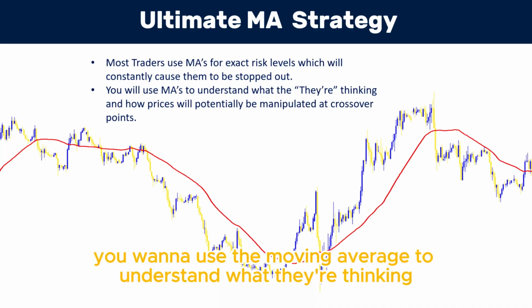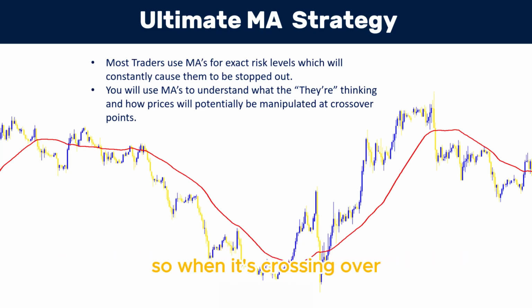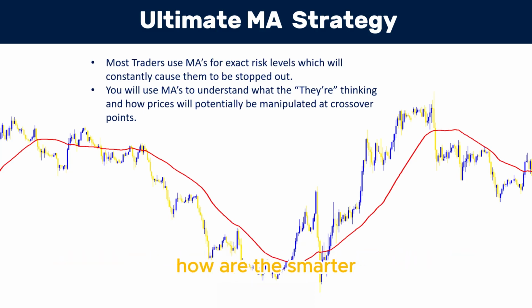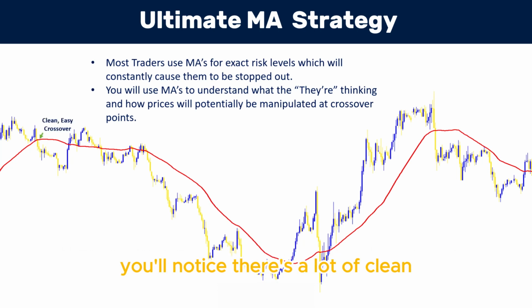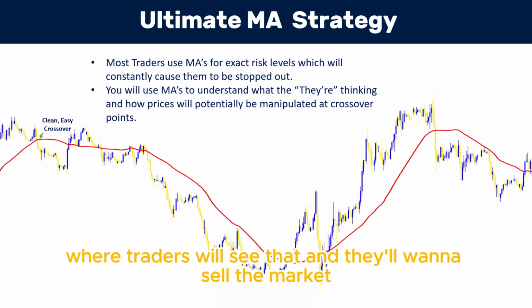You want to use the moving average to understand what they're thinking and how prices will potentially be manipulated at the crossover point. So when it's crossing over, you want to understand how are the institutions going to use this to create liquidity? How are the smarter, bigger players going to use this visual crossover to their advantage? You'll notice there's a lot of clean, easy crossovers like we have highlighted here where traders will see that and they'll want to sell the market.